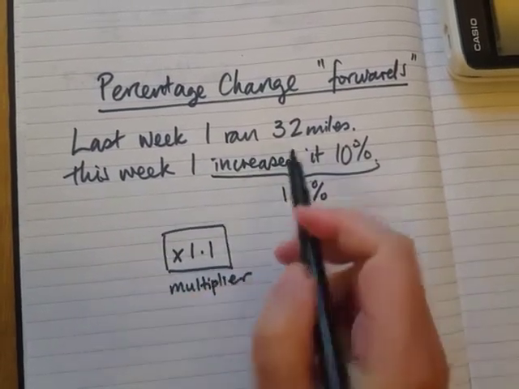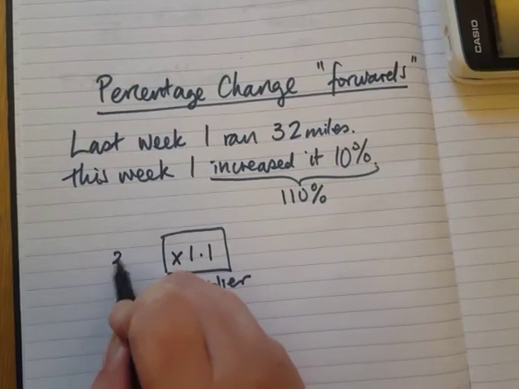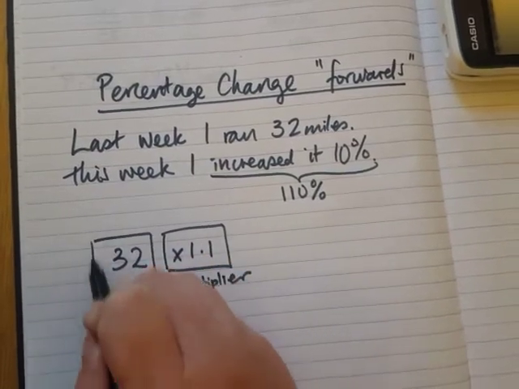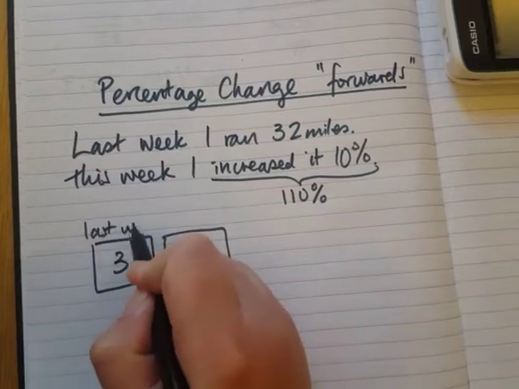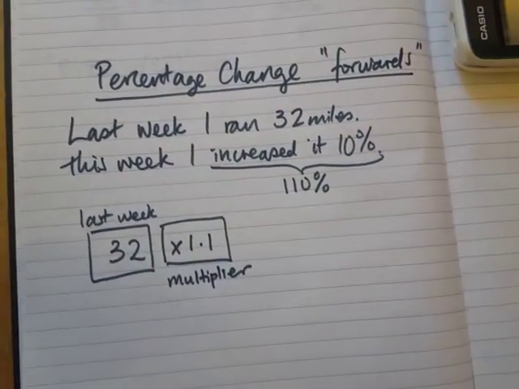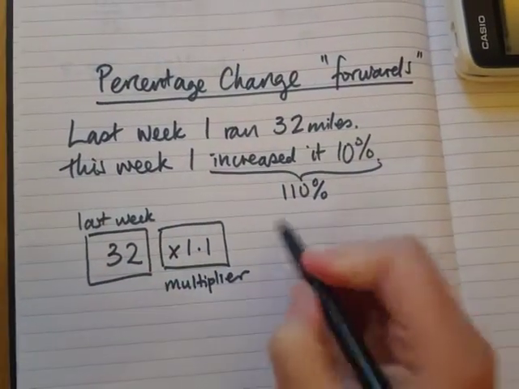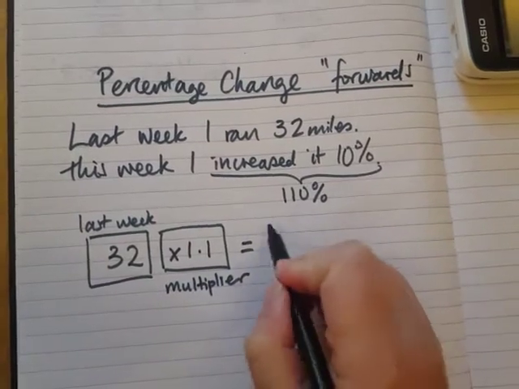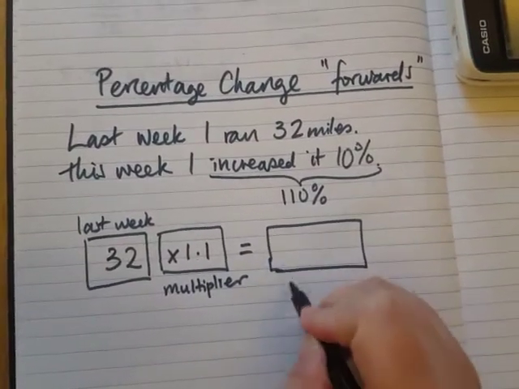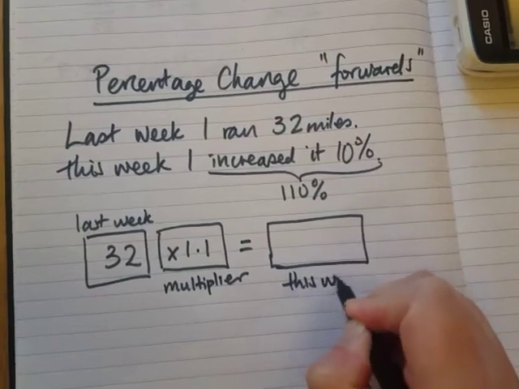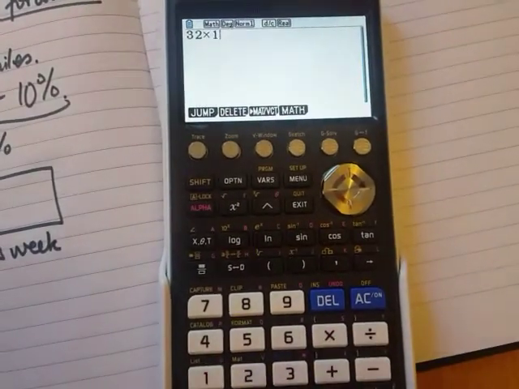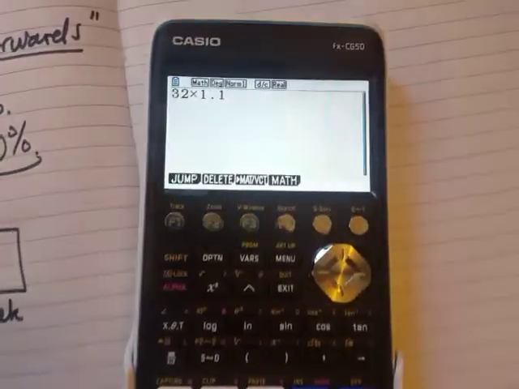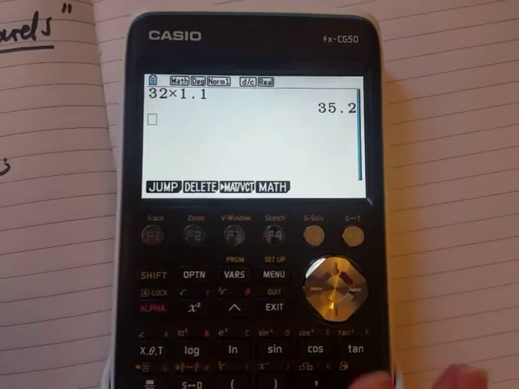You multiply it by what you ran last week. So that is last week. And then you get the answer to this, and it tells you how many miles you ran this week. Let's quickly work it out. 32 last week, increase it by 10%, 35.2.